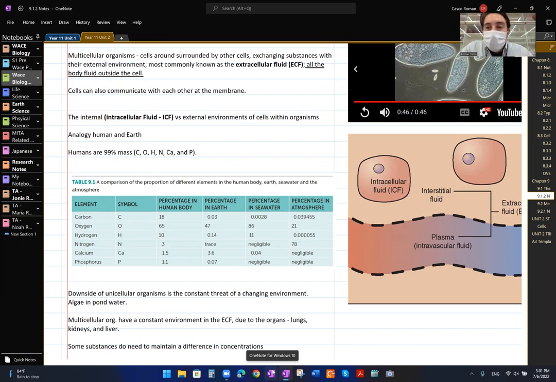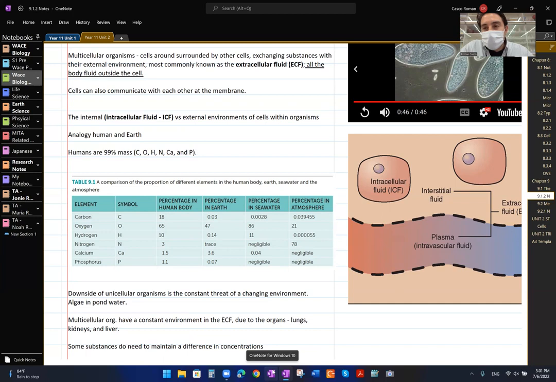The external environment now has a more specific name. It's called extracellular fluid, right? That I'm going to be referring to as ECF. So be familiar with these terms. The extracellular fluid is basically every liquid that's outside of the cell, right? It's further categorized into other things, but in general, it's called extracellular fluid.